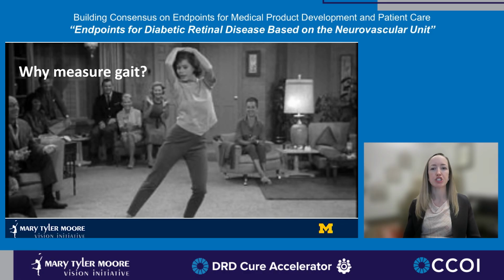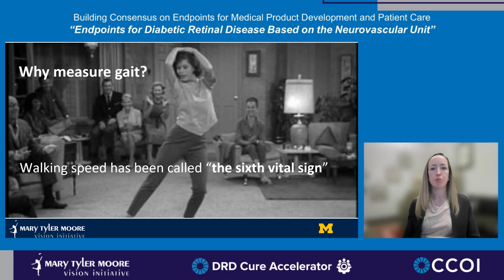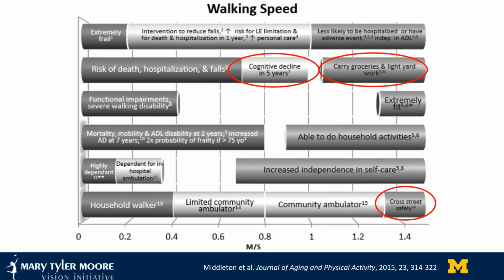So we want to measure patient-derived endpoints in a way that reflects real-world daily function in patients with diabetic retinal disease. Why measure gait? In part because we already know it's important. Walking speed has been called by some the sixth vital sign. To justify that designation, I'd like to share this figure. It's from a review article that was published 10 years ago, but it brings together a decade of functional research, and its findings are striking.